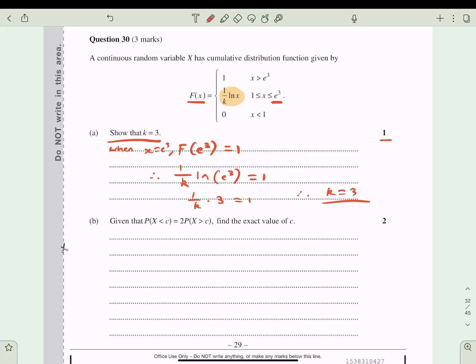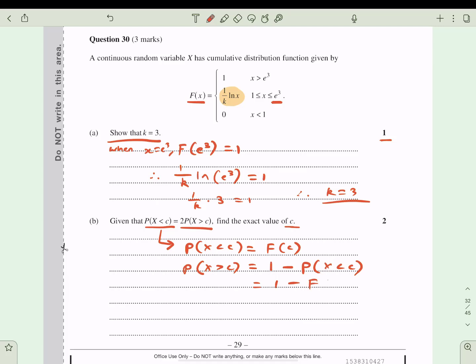Part B. Given that the probability of x being less than c equals 2 times the probability of x being larger than c, find the exact value of c. Now, when we are asked for the probability of x less than c, that's the same thing as me saying capital F of c. So capital F stands for the CDF. Now, when we are asked for the probability of x being larger than c, this is a little more complicated because now we have to consider the complement. The complement to this is 1 minus the probability of x being less than c, and that's going to equal 1 minus capital F of c.